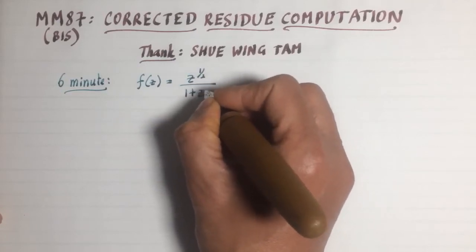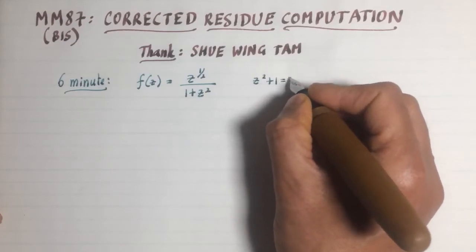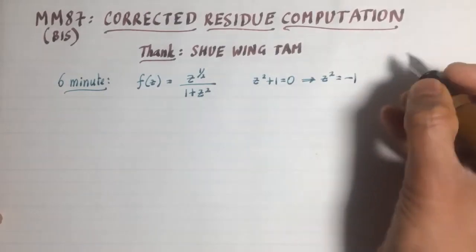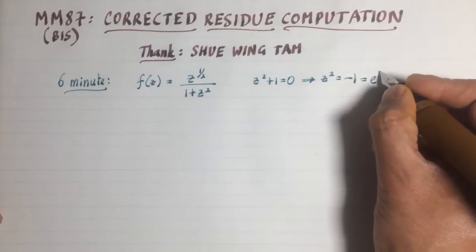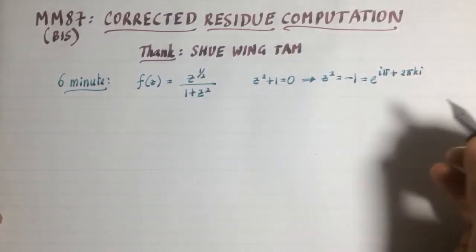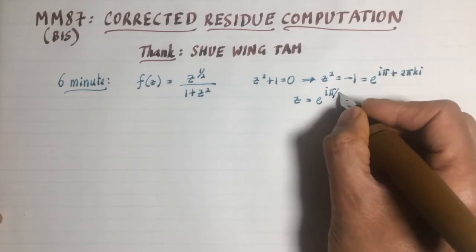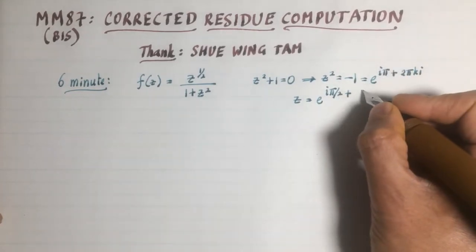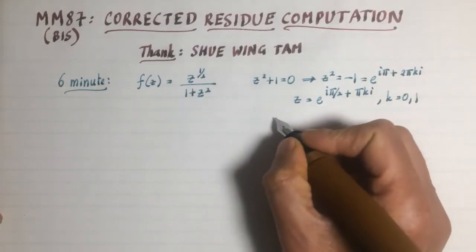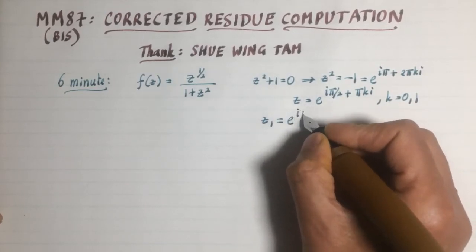z squared, which means I need to set the denominator equal to 0. So if I do z squared plus 1 equal to 0, this is going to give me z squared equals minus 1, which can be written as e to the i pi plus 2 pi ki. And when I take the square root, I get z equals e to the i pi by 2 plus pi ki, where k can be either 0 or 1. If k equals 0, then I get the first value, which is e to the i pi by 2.